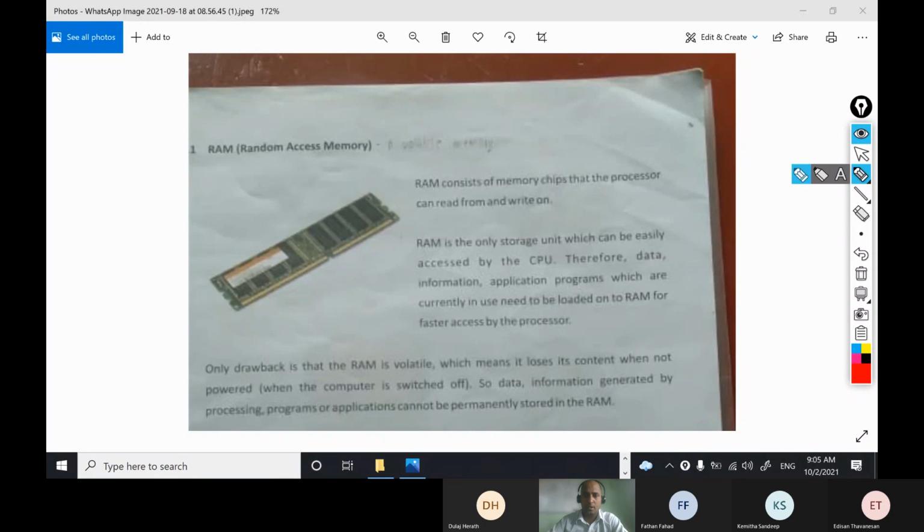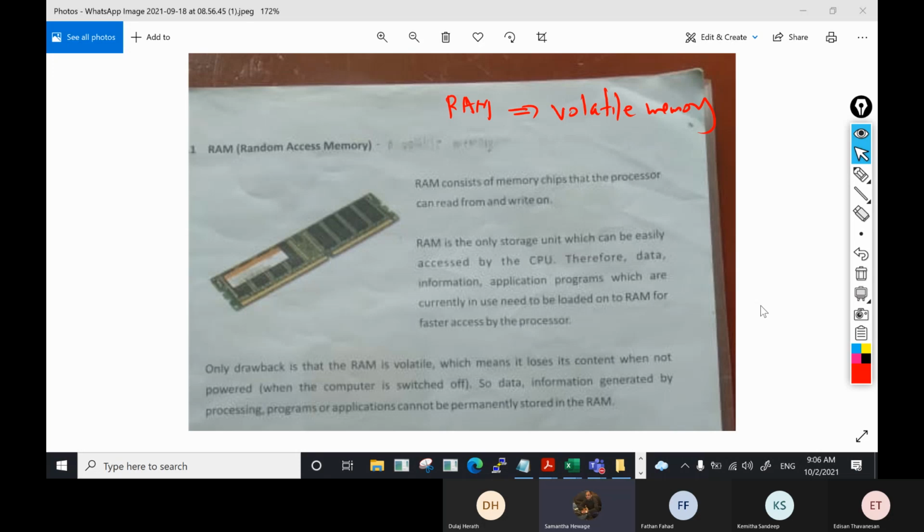So random access memory. This is a volatile memory, right? So volatile memory means what? When the machine is switched off, the data will be lost. So that's the whole idea about volatile memory. When the machine is switched off, data will be lost, right?